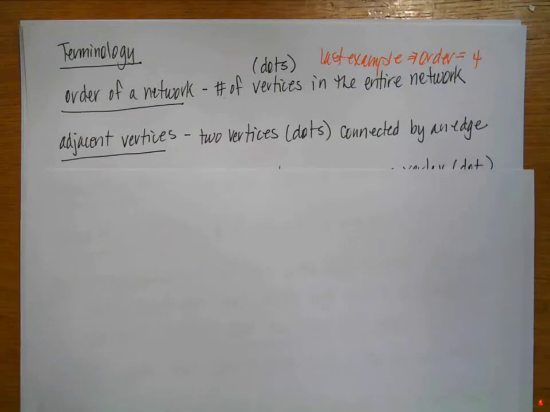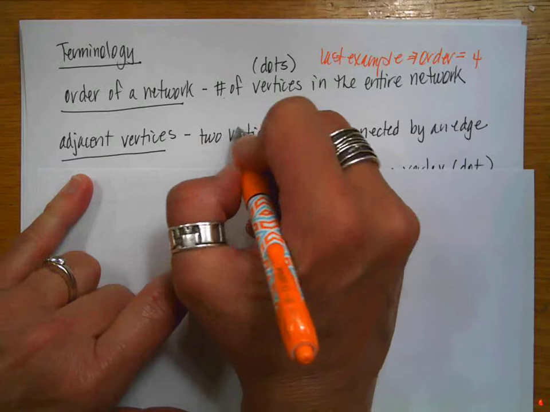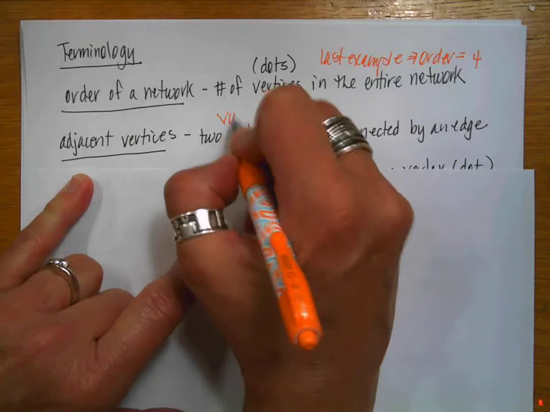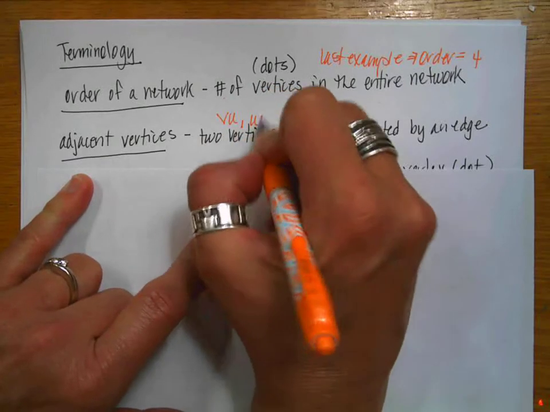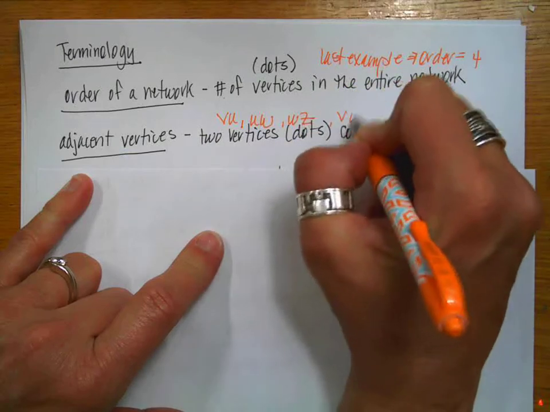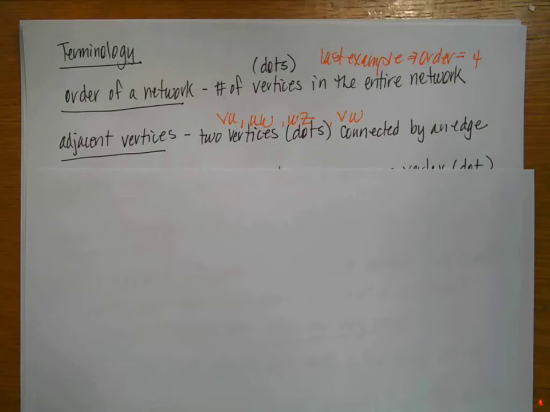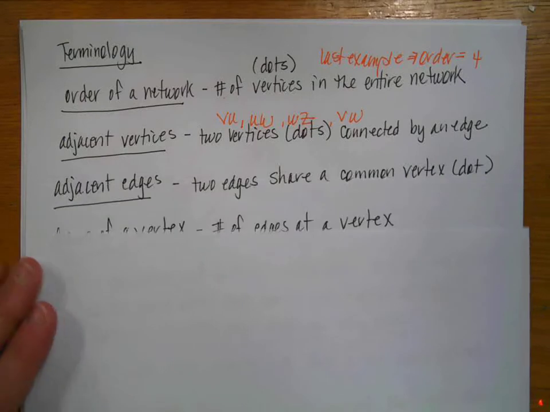Okay? Adjacent vertices are two vertices that are connected by an edge. So in our last example, some of my adjacent vertices would have been V to U, U to W, W to Z, and V to W. Those would be adjacent vertices, meaning they're connected by an edge.